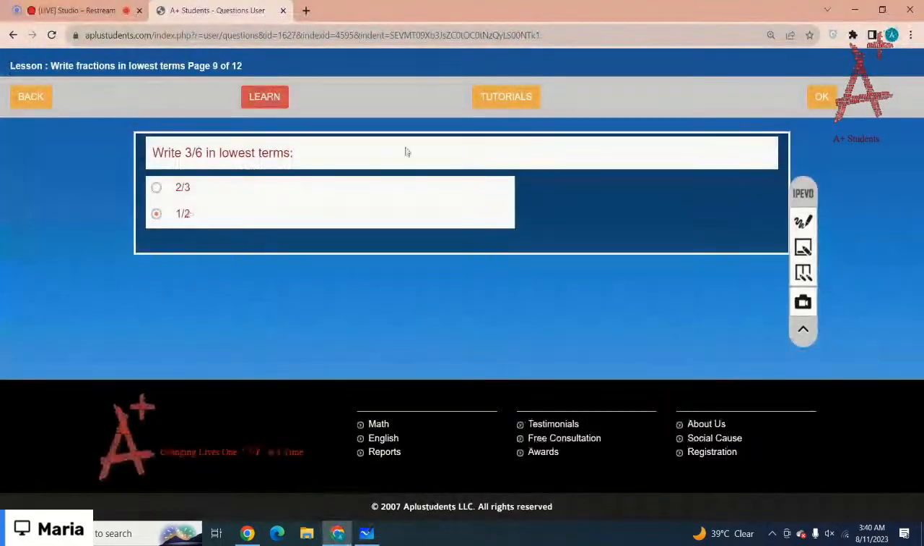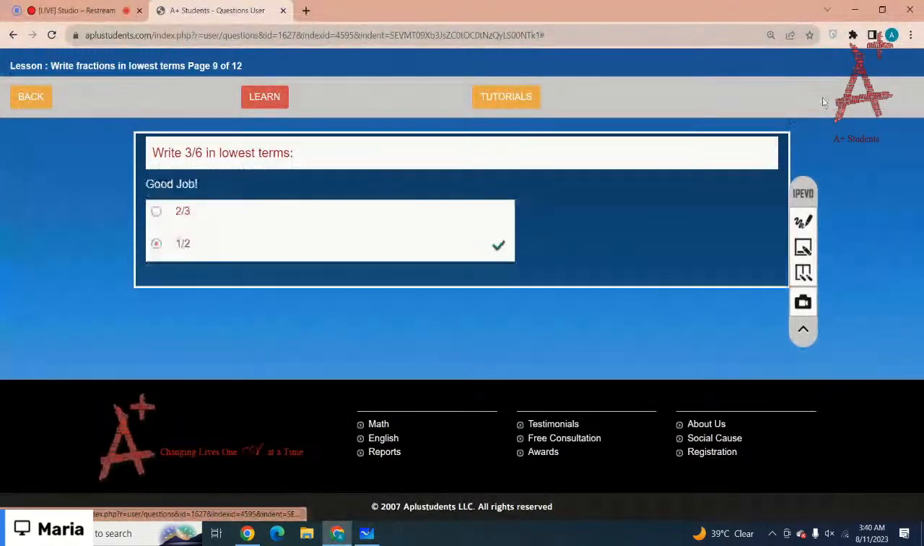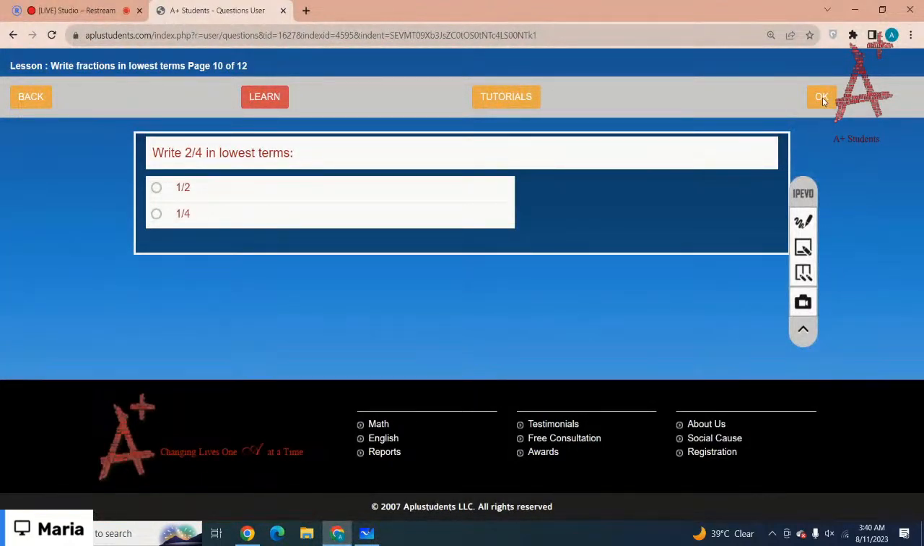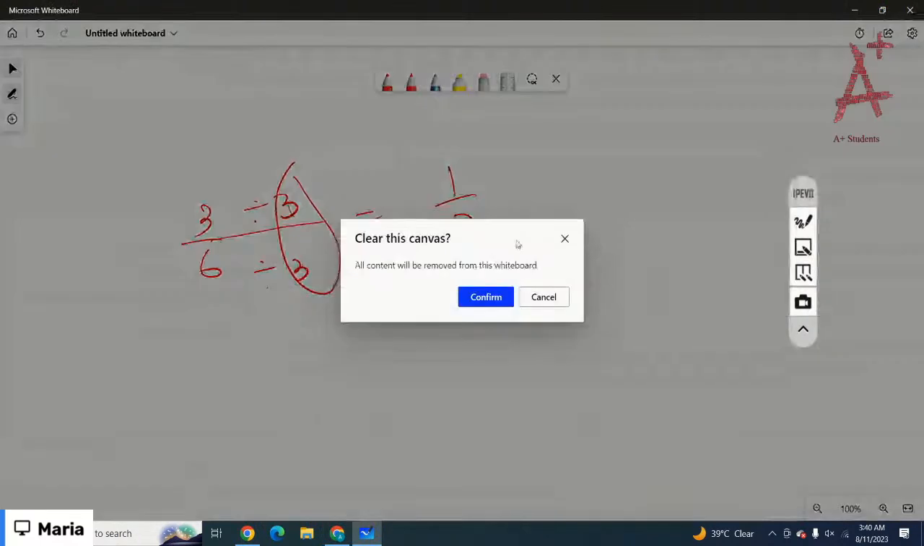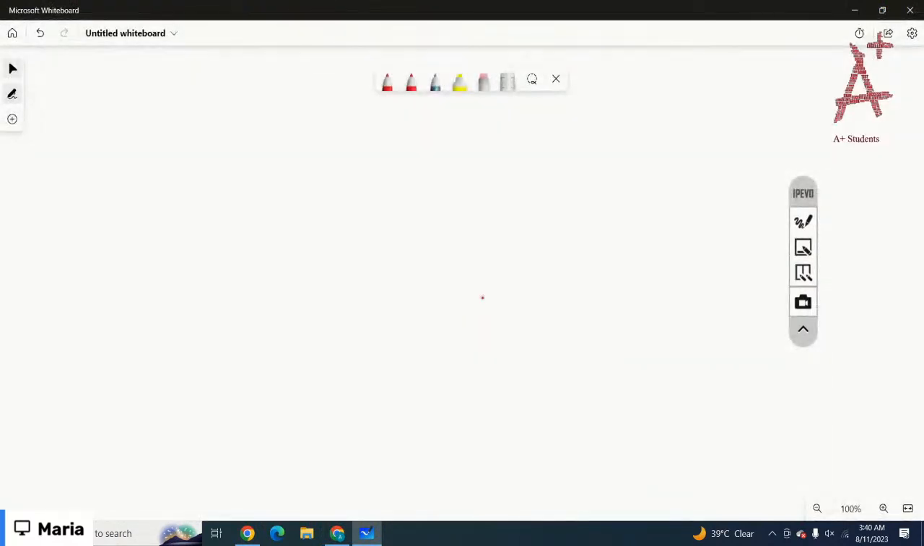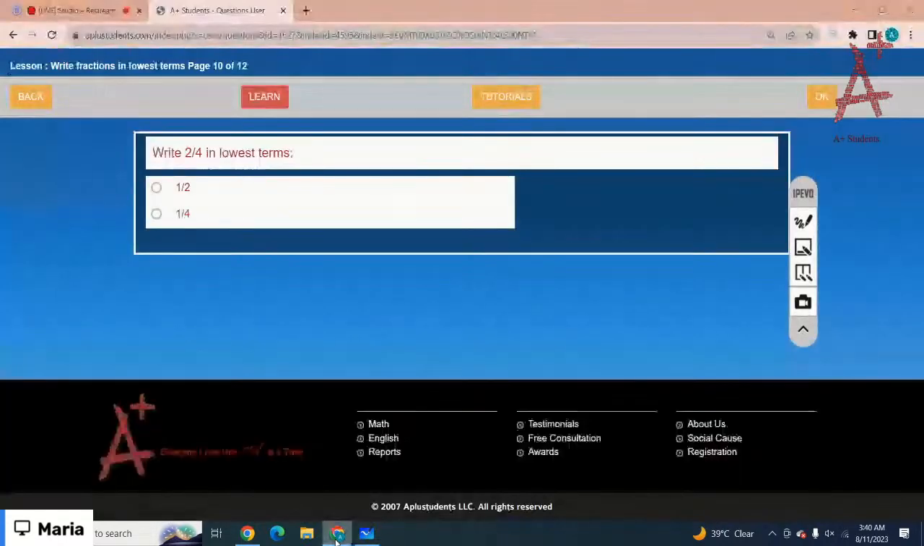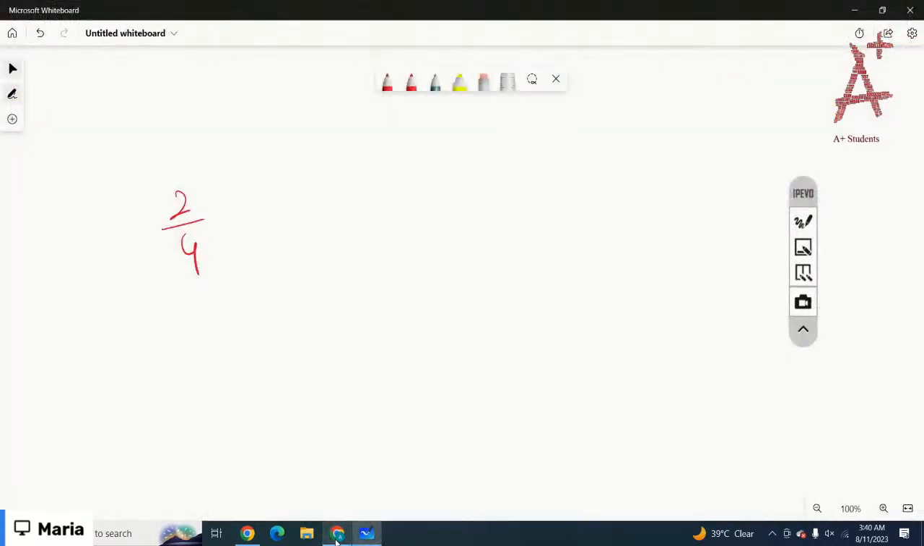It's okay. You just have to search the channel, do as many practice questions as you can. It is easy. You just have to think and then answer. Write 2 by 4 in lowest term. So which is the correct option? 2 by 4. How do you write in lowest form? Which is the common number that can divide both numerator and denominator?